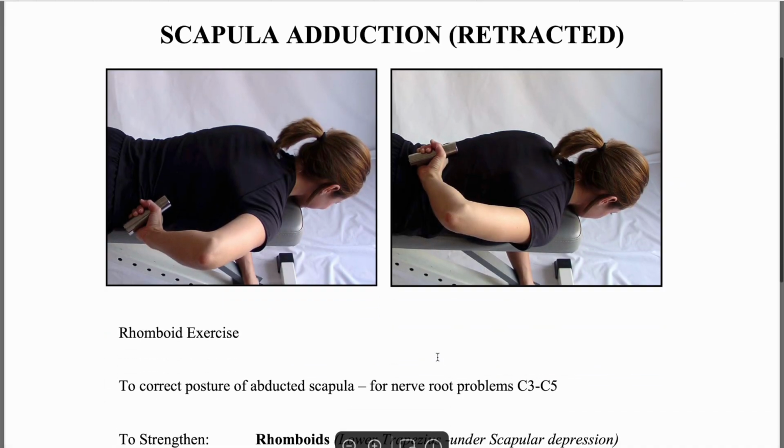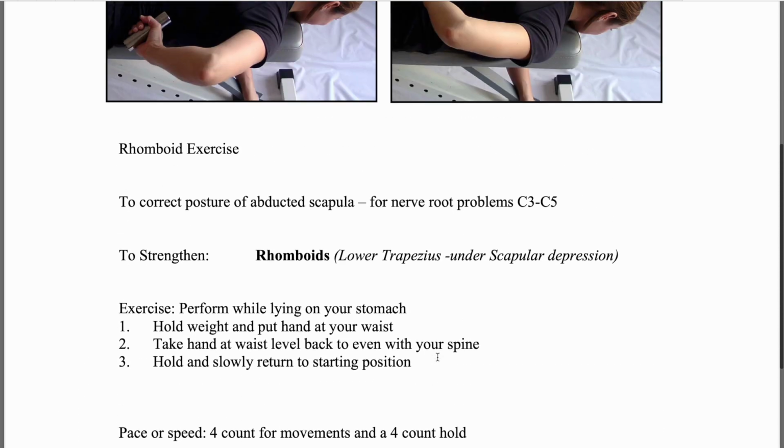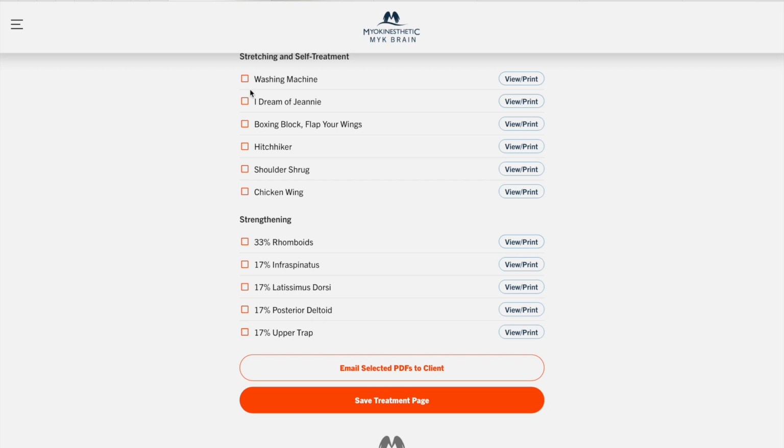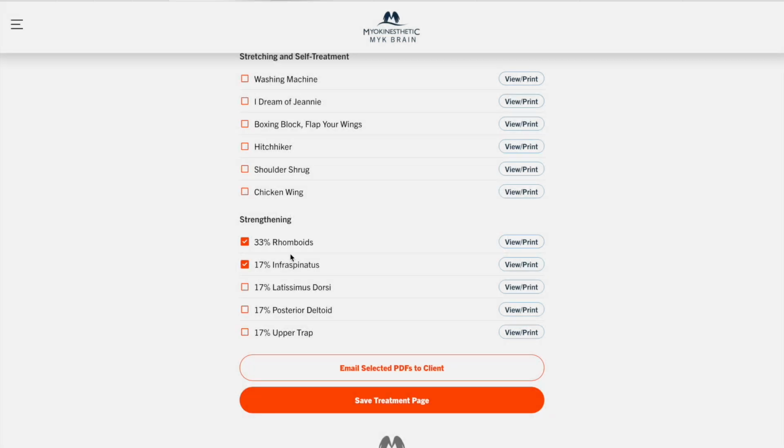So you can either print this out and give this to the person. You may have better exercises than I do, but these are very specific to the muscle that we're trying to strengthen for the person. And so you can click on this and say, yeah, I'm going to send them those 2, and you can email that over, and it'll email it to yourself, and then you can forward it on to the patient if you want.